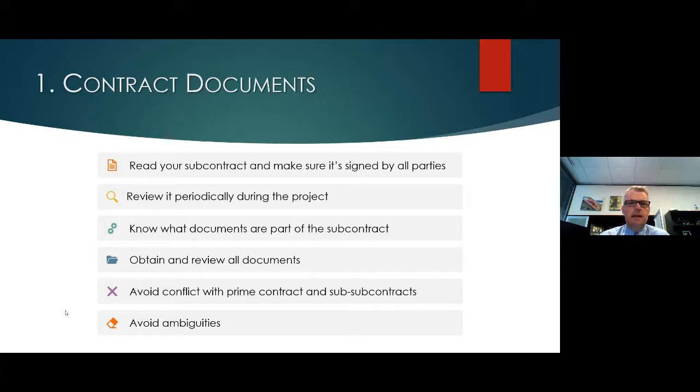Another thing to keep in mind in understanding what the contract documents are is making sure that you understand what the order of precedence will be as it relates to those documents. And the order of precedence is simply a fancy term that means what contract document is going to control in the event that there is a conflict or ambiguity. So if you're dealing with a bunch of contract documents, just make sure somewhere in the contract it spells out which document is going to control over the others.